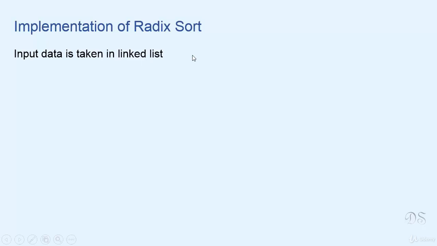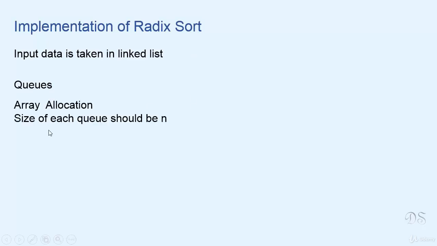Now we don't know in advance how many elements will be inserted into a queue in any pass. It is possible that in a pass all the elements go into a single queue. For example, if we have all 3-digit numbers and all of them start with 9, then in the last pass all the numbers will go into queue 9. So if we take array allocation for queues, then we have to take the size of each queue to be equal to n, and the total space required would be n into 10.